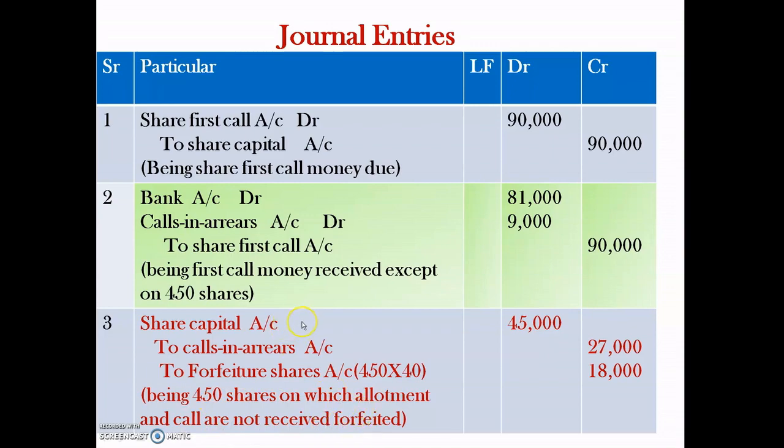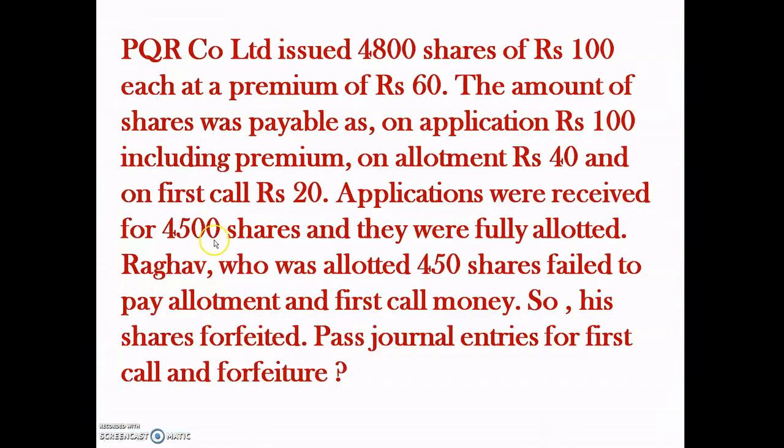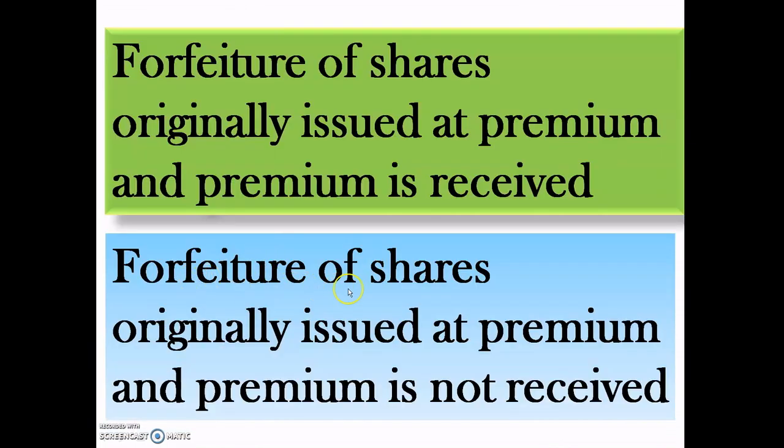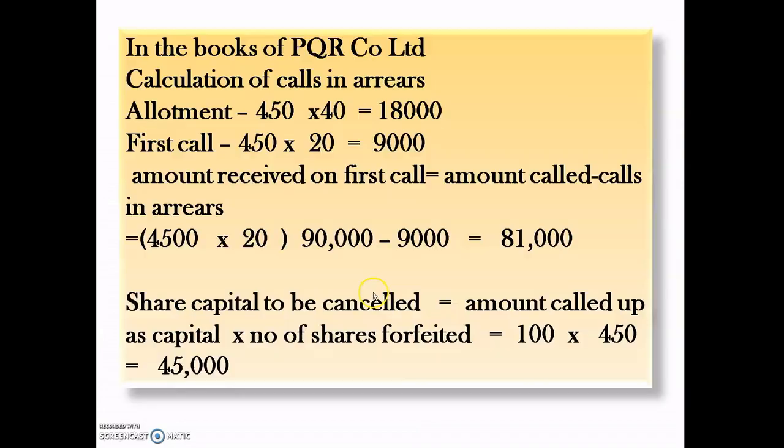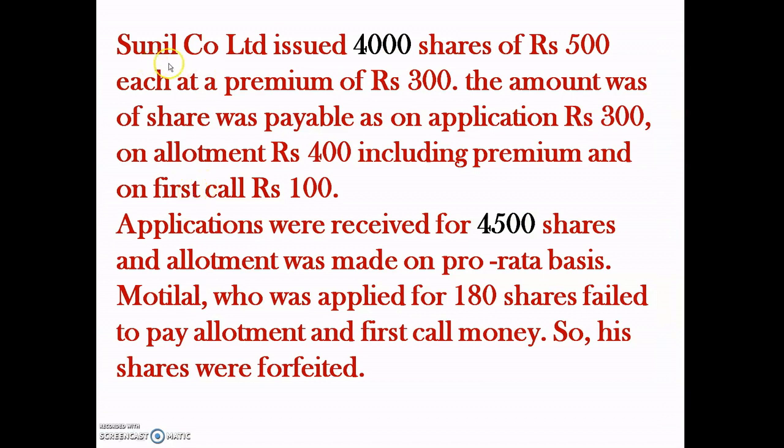Okay, fine. See the next example, that is on forfeiture of shares originally issued at a premium, where the premium is not received. So see here, Sunil Company Limited issued 4,000 shares of rupees 50 each at a premium of rupees 300.